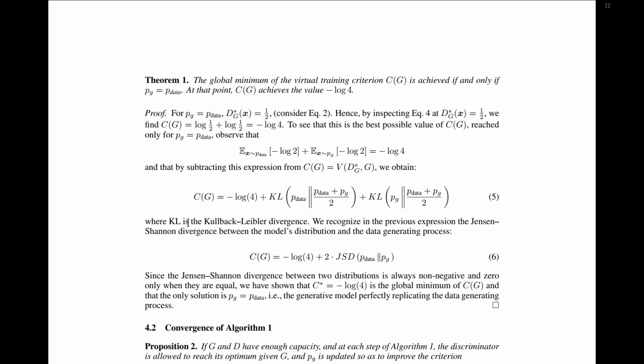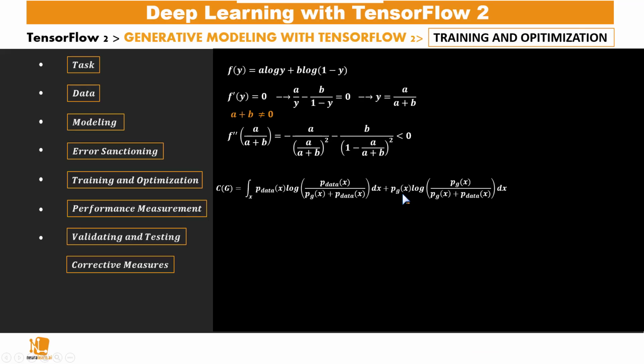The authors of the paper had reformulated C of G to be negative log of 4 plus the KL, that is the Kullback-Leibler divergence of p data with p data plus pg divided by 2, plus the KL divergence of pg with p data plus pg divided by 2. Now we shall try to show how they came up with this expression. So we have C of G, which equals the integral over x of p data log of p data divided by p data plus pg, plus pg log of pg divided by pg plus p data.